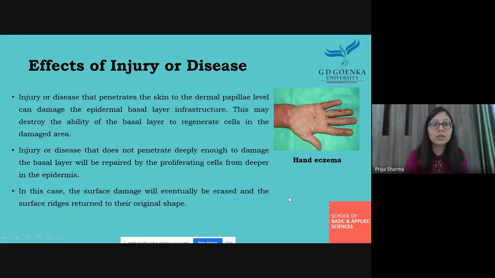Now, what are the effects of certain injuries or diseases? There are certain diseases like aplasia, or here you can see I have shown one diagram of hand eczema, a certain skin allergy. In such cases it is possible that the ridges may not be as prominent, or may be completely absent.